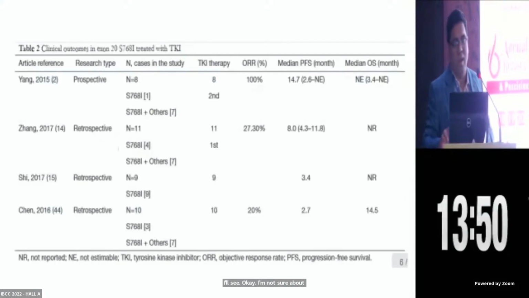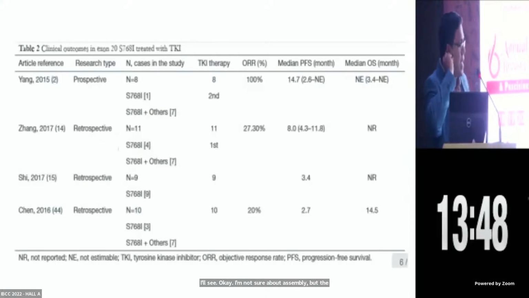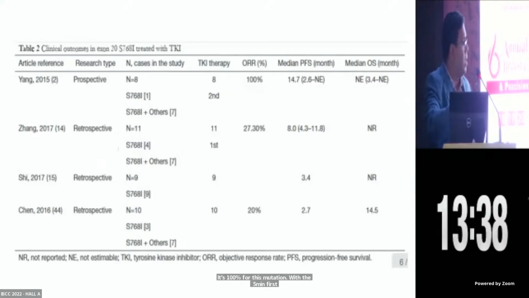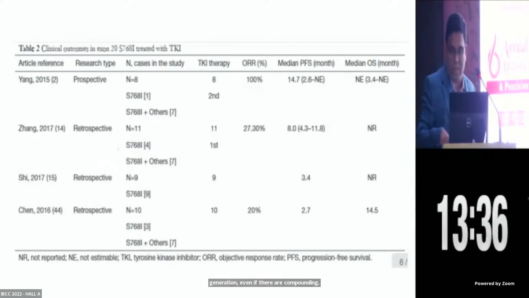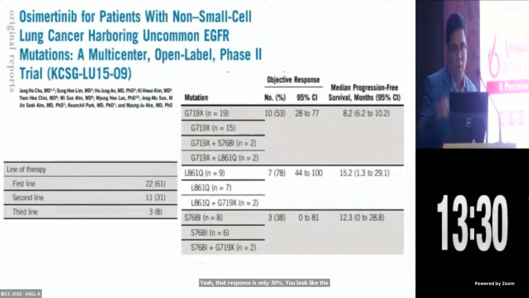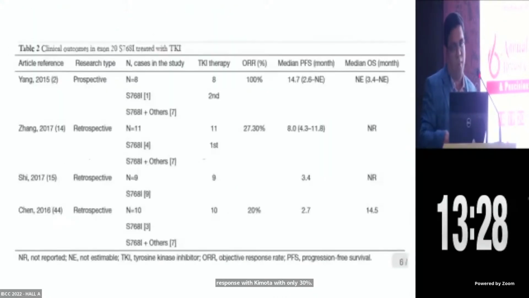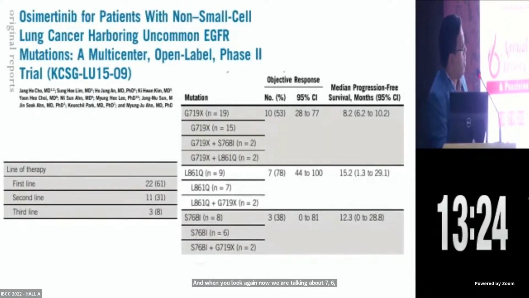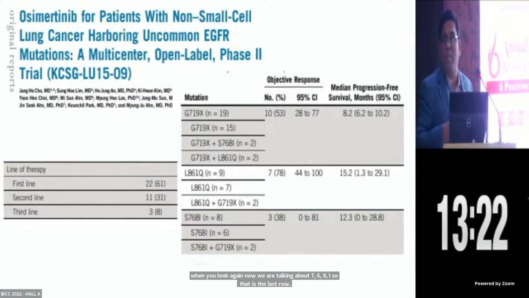Okay. So this is again from that same meta-analysis, and you can see that with afatinib, 8 patients all responded. That's 100% for this mutation with afatinib. With first generation TKIs, even with compounding, the response is only 30%. The response with chemotherapy is only 30%. And now we are talking about 768I, so that is the last row. You can again see it is around 30 to 40%.